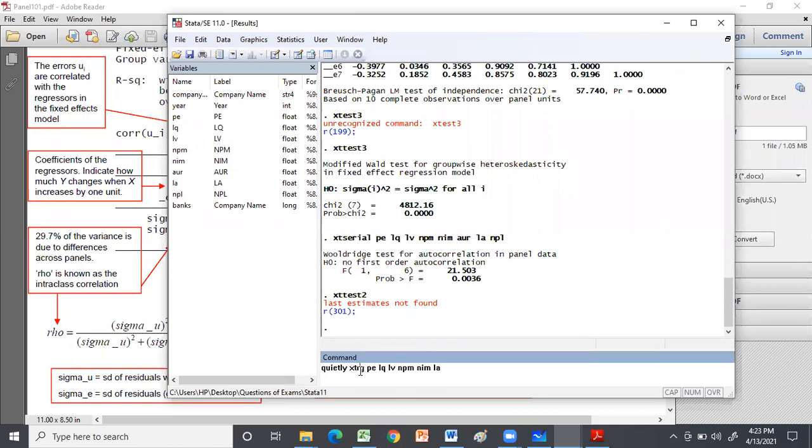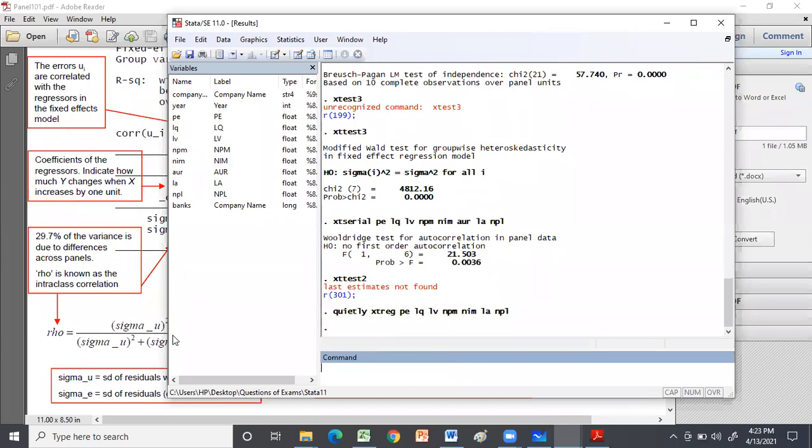আচ্ছা, হ্যাঁ, এটা একটু খেয়াল করেন, আমি আসলে খুব স্ক্রিনে এমনিতে দেখা যাচ্ছে খুব ছোট, তার উপর লিখতে হচ্ছে যে কমান্ডগুলো সেগুলো খুবই ছোট ছোট। LA then NPL. Okay, did I take all the explanatory variables? LQ, LV, NPM, NIM, LA, NPL. Okay. So Stata has already estimated these fixed effects.